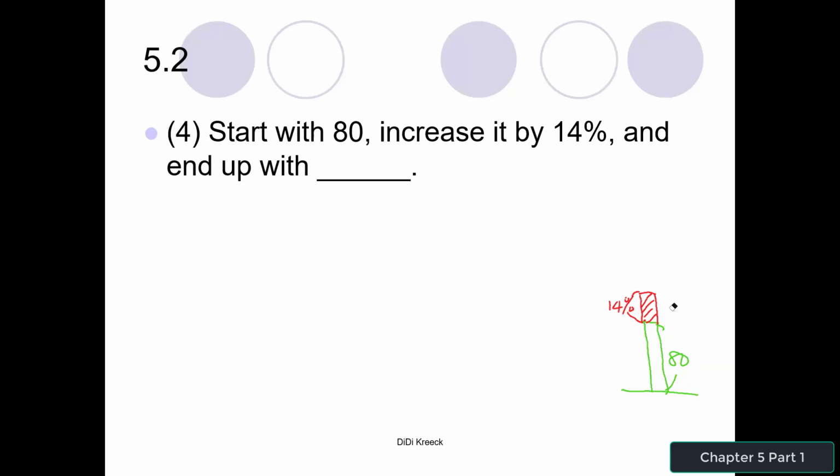Okay. And we have increased by 14%. And we need to find the new amount, what we end up with. So when we end up with a certain number, that will be our new amount, right? So we want to find out what we end up with, meaning after the increase. So what's this new amount? This is where we end up. We started with 80 and then we increased 14%. So with this increase, what do we end up with? What's the new amount, right?